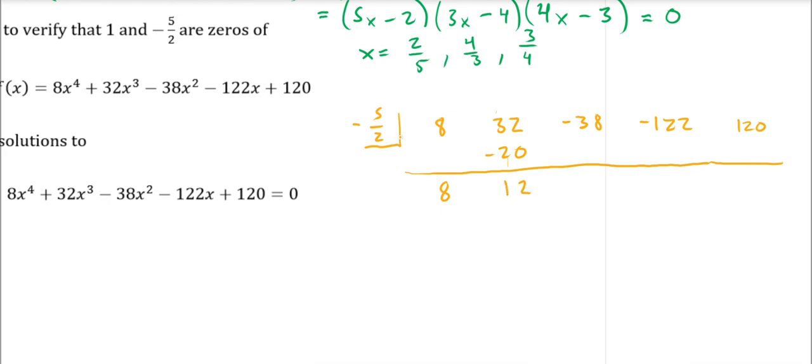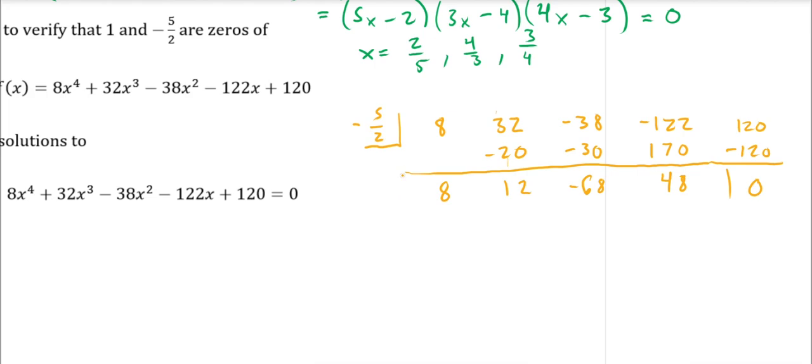Dividing by 2 gives me 6, and times negative 5 is negative 30. Taking this sum would give me negative 68. Dividing this by 2 would give me 34, and times negative 5 would give me negative 170. Taking the sum here, I would get 48. Dividing by 2 would give me 24, and multiplying by negative 5 would give me minus 120, which would give me a 0 for my remainder.